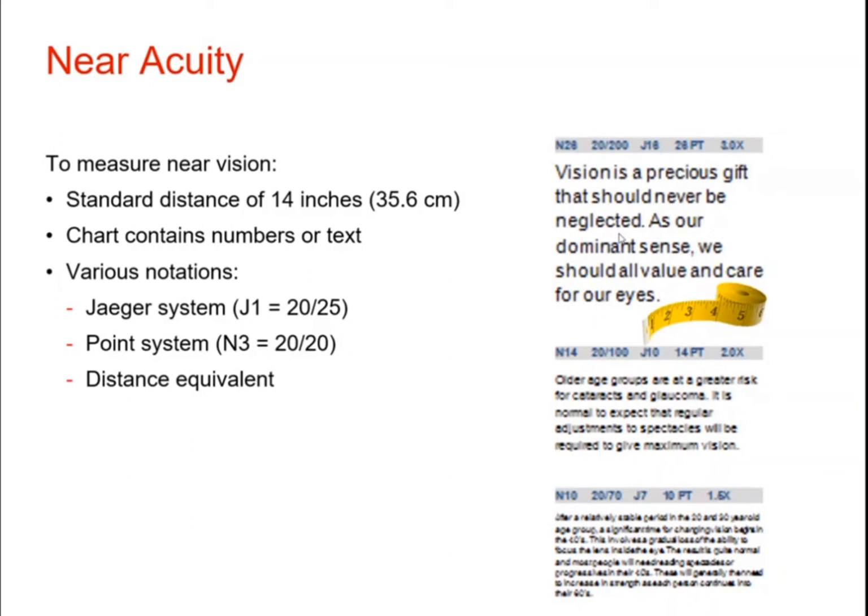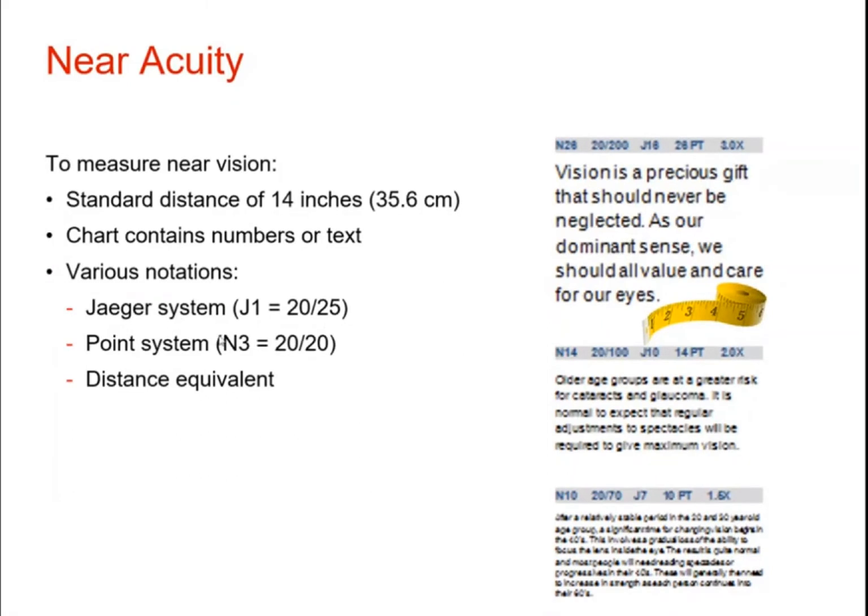So at intermediate, the size of the letters needs to be bigger to accommodate the intermediate acuity. So you can't use a near acuity chart to measure your intermediate vision. It needs to have a different chart for intermediate acuity.